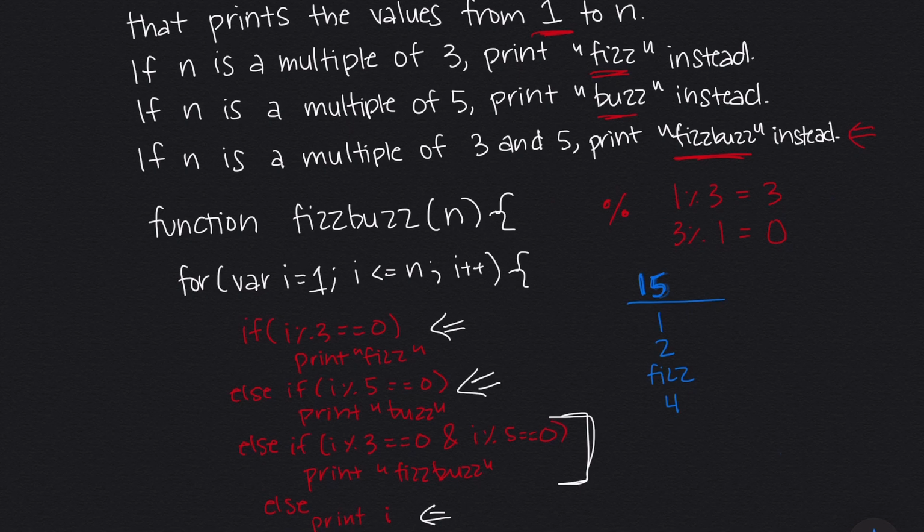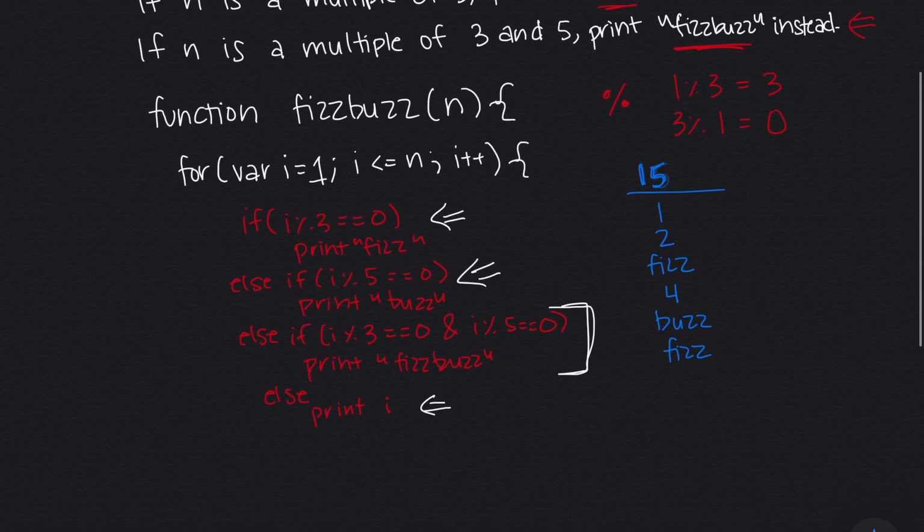So is 5 a multiple of 3? No. We go to the next one. Is 5 a multiple of 5? Yes. So we're going to print out buzz. Now we get to 6. Is 6 a multiple of 3? Yes. So we print out fizz. And then we go to 7, 8. And now we're at 9. Is 9 a multiple of 3? Yes. So we print out fizz.